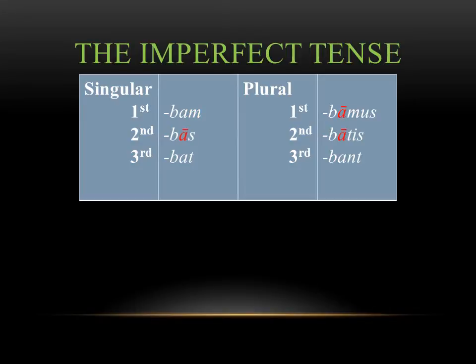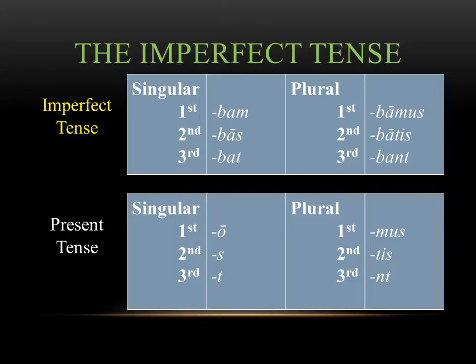The last thing you want to note about these endings is take a quick look at where the long marks are. In the second person singular, and then the first and second person plural, it's a long A. This is important. You're going to see this a lot in Latin endings. It's always a long vowel in these 3 spots.